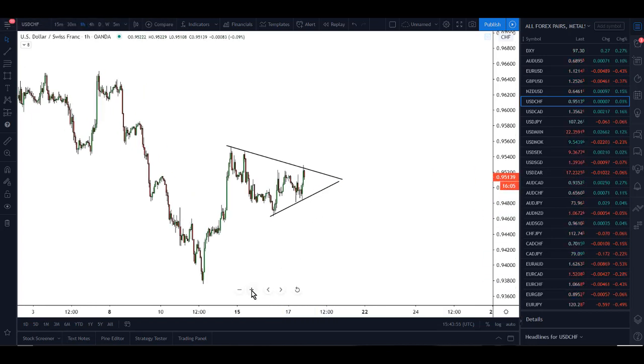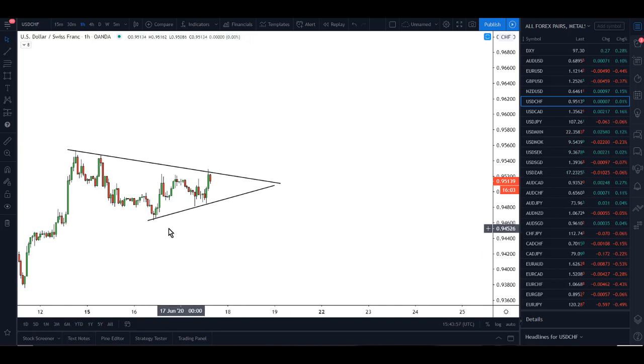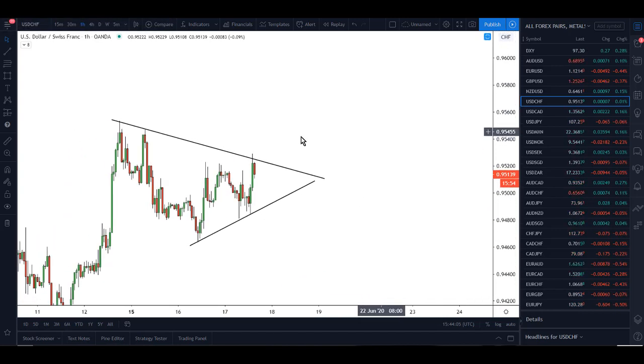If it does, well, you know what to do. Look for a rejection. Look for buyers to come in if price comes back down to this trend line. So it's bounced there for the moment, so you never know. We might see that, and you're looking for that, basically.